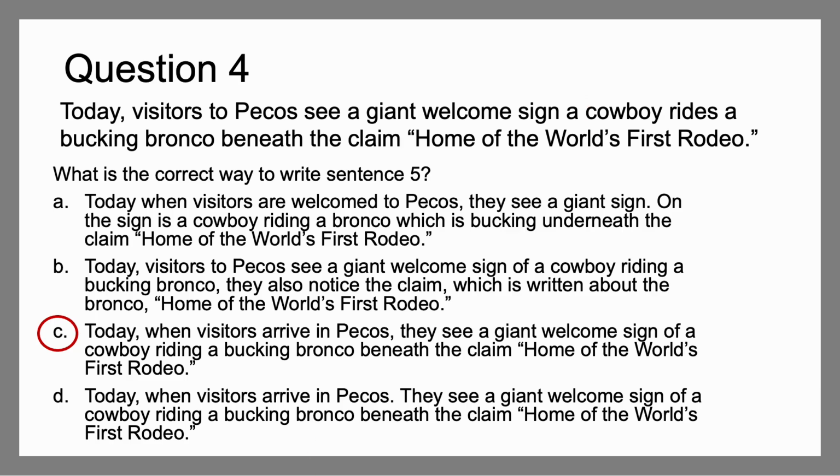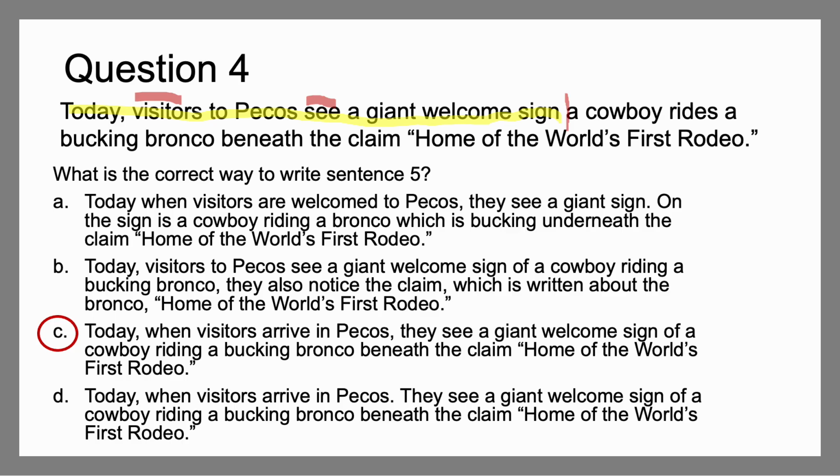Sometimes it can be hard to catch. You just got to be ready for it. I'm trying to find a good color to use so you can see right here. Because I have a subject, so visitors, right? Visitors to Pecos. I have my verb, a giant welcome sign. So I have a complete sentence right here. So I already know there's going to be some form of punctuation. Let's look on the other side of this line. A cowboy rides a bucking bronco beneath the claim, home of the world's first rodeo. So that is a full complete sentence.